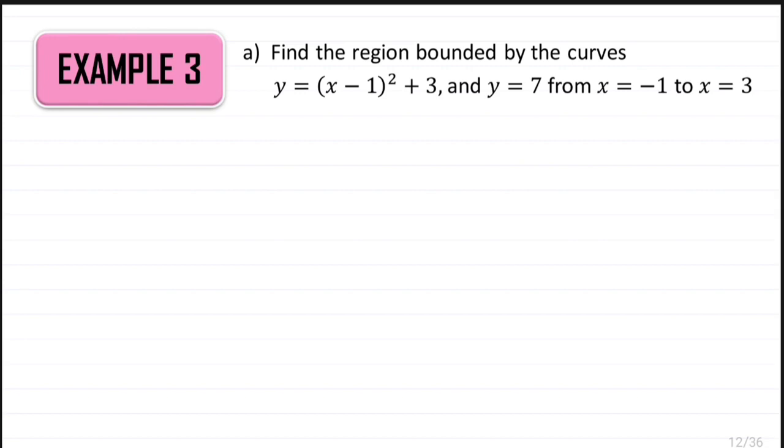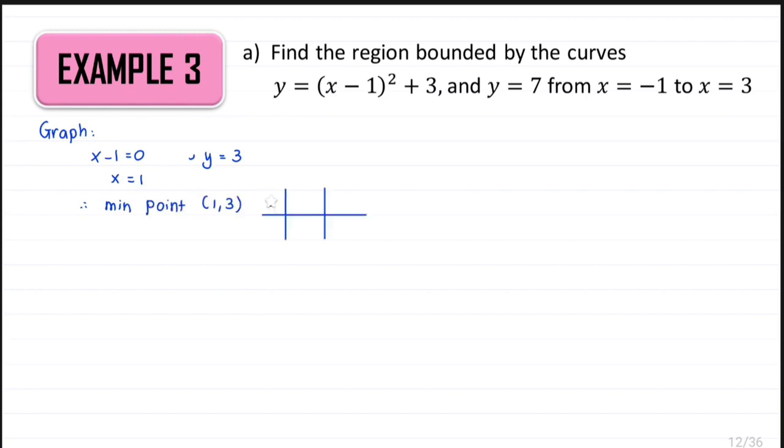To find the region, we need to sketch the graph. We have quadratic function and this one is positive x squared, so minimum point. Since our function is in completing the square form, we just take the value for x inside the bracket. So we have x minus 1 equals 0, then x equals 1, and outside the bracket is the value for y equals 3. So our minimum point is (1, 3).